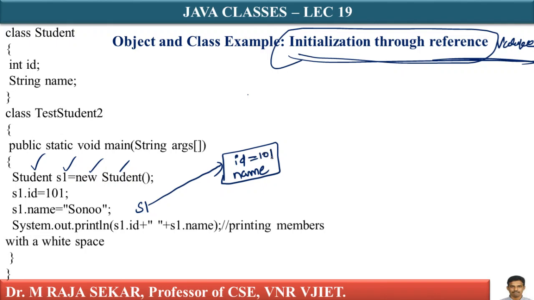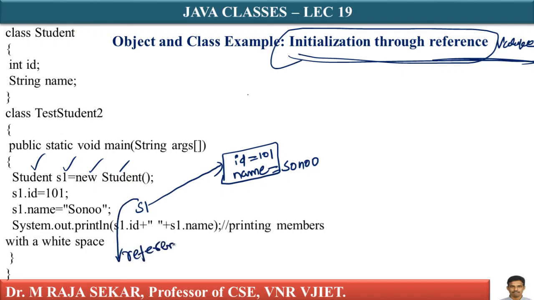I am initializing s1.id equal to 101, s1.name equal to some string, whatever it may be. So there is some string. What is the concept here? Initializing through a reference variable. Which one is the reference variable? Here s1 is known as the reference variable.